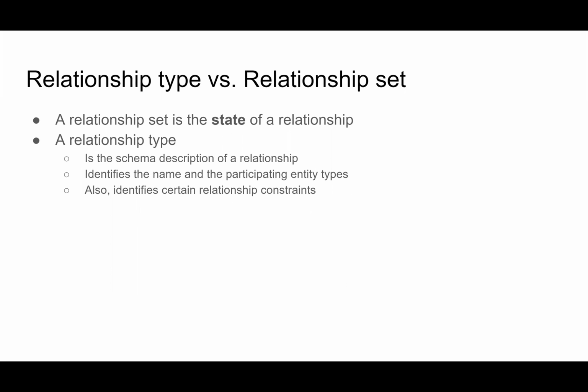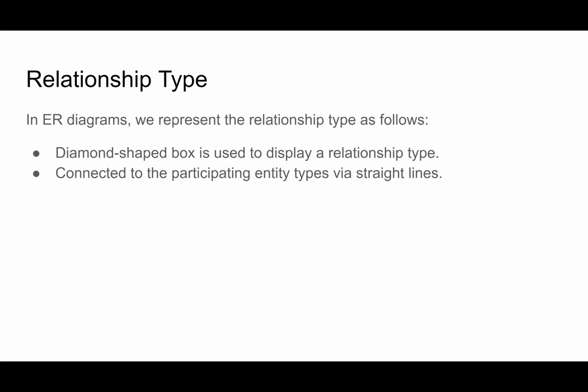Relationship type versus relationship set. So a relationship set is the state of a relationship. A relationship type is the schema description of a relationship that identifies the name and the participating entity types. It also identifies certain relationship constraints. In ER diagrams, we represent the relationship type as follows. It's a diamond-shaped box and is used to display the relationship type. It's connected to the participating entity types by straight lines.